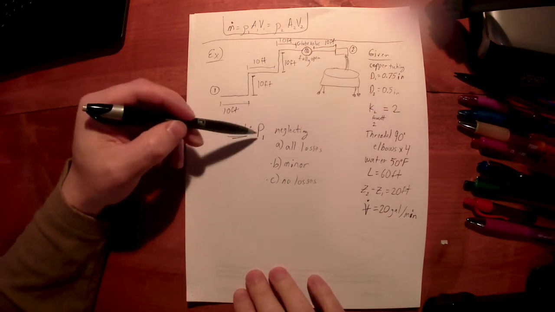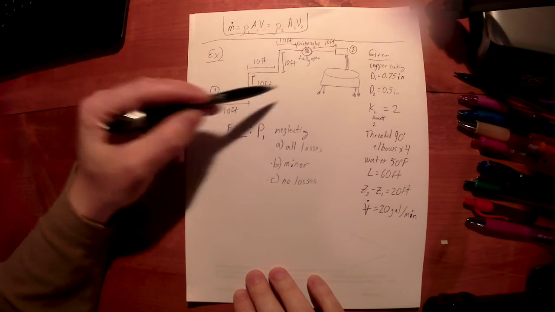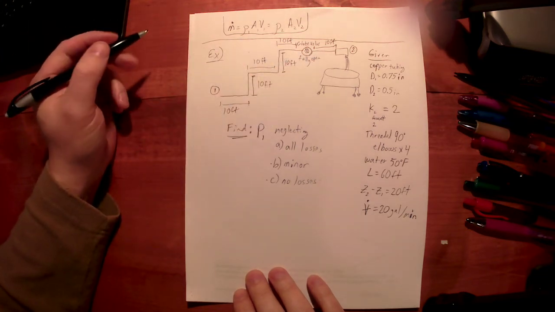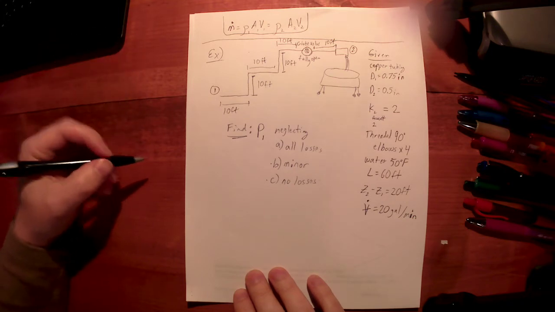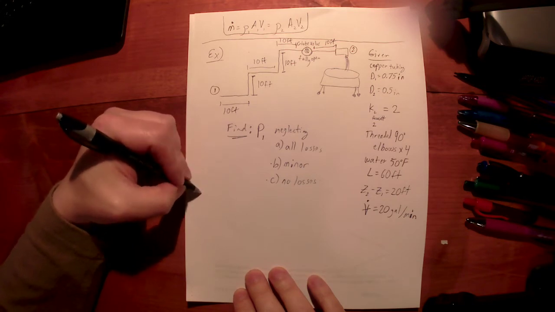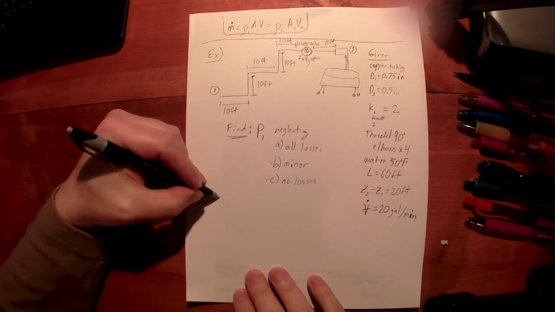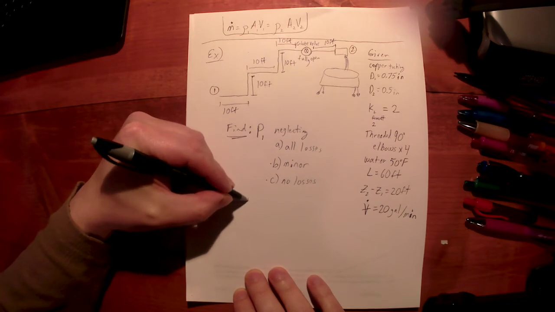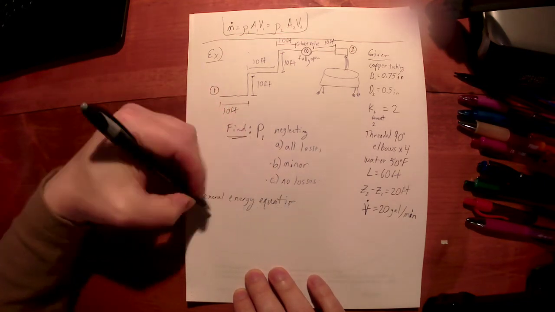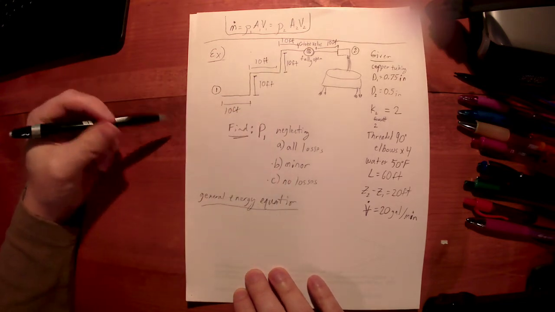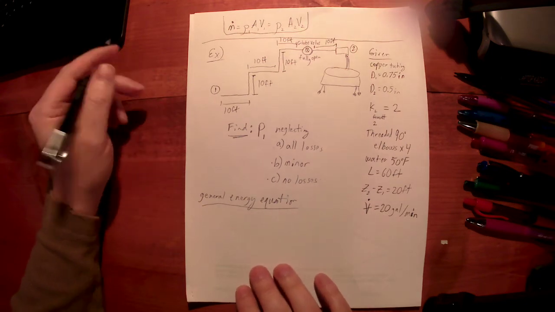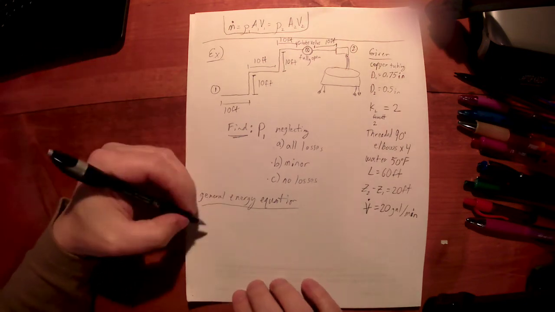Well, if I'm trying to find a pressure, and I've got fluid flow, and I don't know anything about forces, so I'm not going to use conservation of momentum. But what I can do is use conservation of energy, or the general energy equation, sometimes called the field equation. We could use Bernoulli's equation here, but we are going to have losses, so we'd have to add losses to Bernoulli's, which is really just the general energy equation anyway.